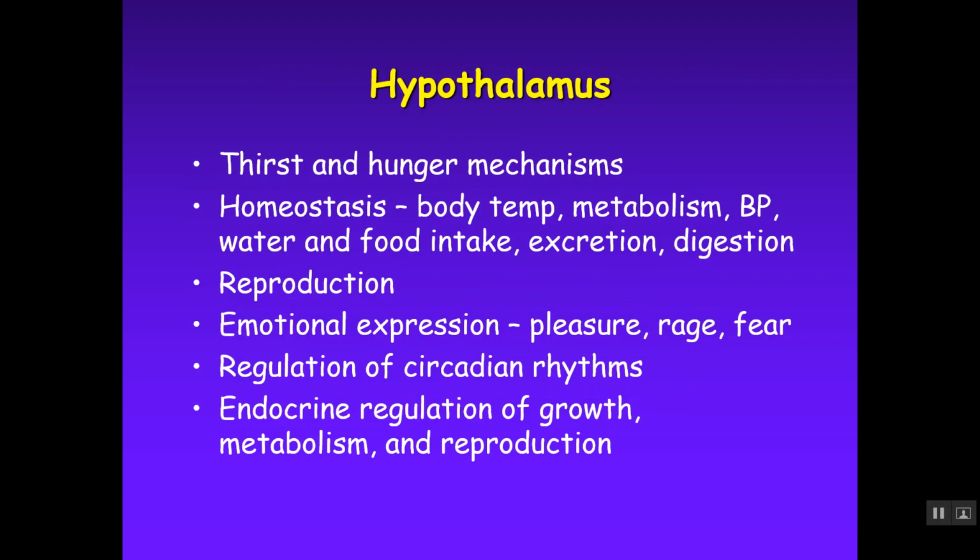Hypothalamus, it's kind of the master regulator of our autonomic nervous system. Has thirst and hunger mechanisms in there, homeostasis, body temp, metabolism, blood pressure, water, food intake, excretion, digestion, reproduction. Plays a role in some emotional expression, especially pleasure, rage, and fear. So it has connections to your limbic system, the hypothalamus does. Regulation of circadian rhythms, endocrine regulation of growth, metabolism, reproduction.